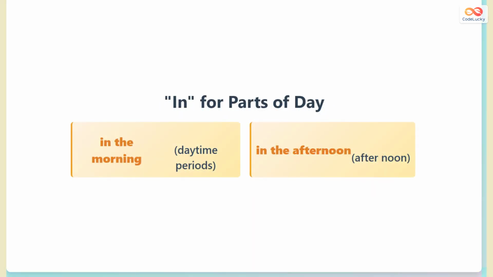Use the preposition in to talk about parts of the day. Say in the morning when referring to early hours after sunrise. Say in the afternoon for the time after noon until evening. These phrases help specify times during the day.